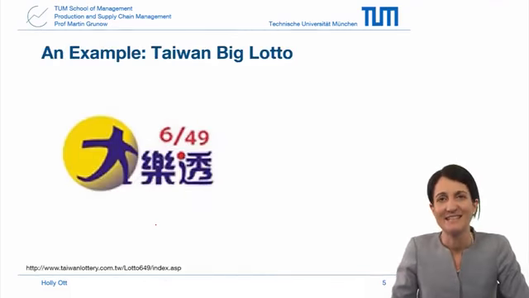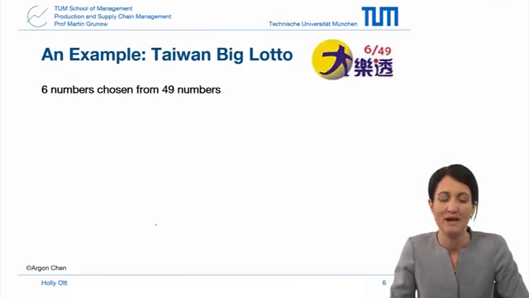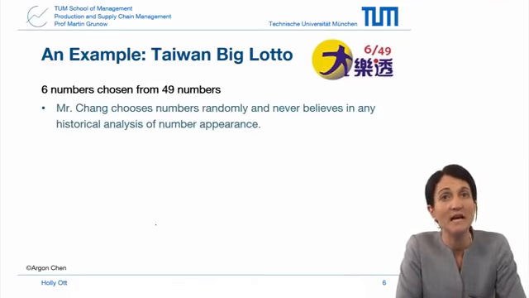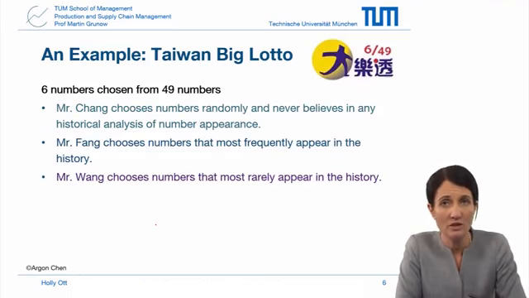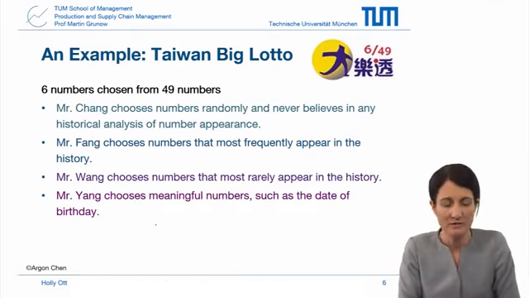Let's look at Taiwanese Big Lotto. Here, you can choose 6 numbers from 49 in the hopes that you'll win the big prize. So now we've got 4 gentlemen from Taiwan. They like to play the lotto. Mr. Chang chooses numbers randomly, and he never believes in any historical analysis of number appearance. Mr. Fang chooses numbers that most frequently appear in the history. Mr. Wang chooses numbers that most rarely appear in the history. And Mr. Yang chooses meaningful numbers such as the date of his birthday. Now, from these 4 gentlemen, who is correct?